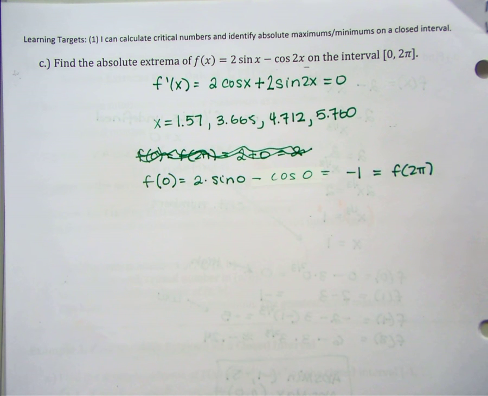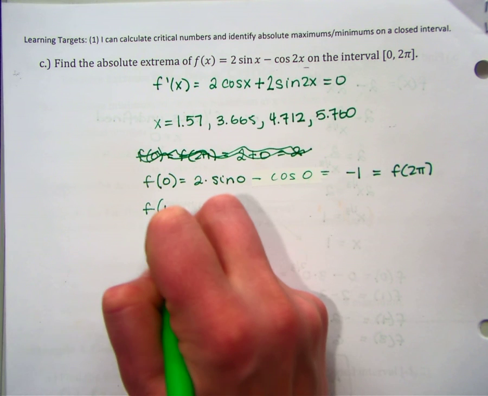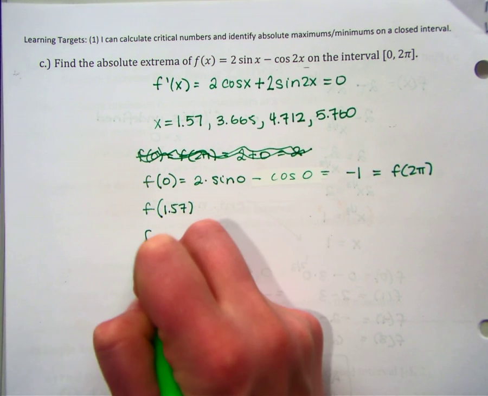The function's the same at 0 and at 2 pi. And then I'll go ahead and plug in the other values: 1.57, 3.